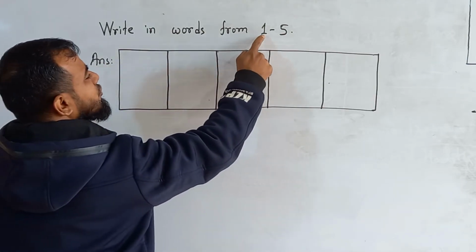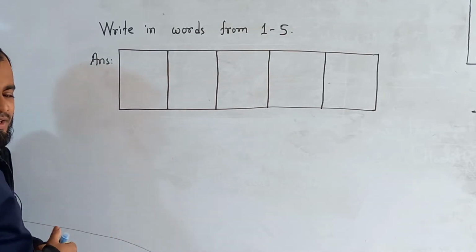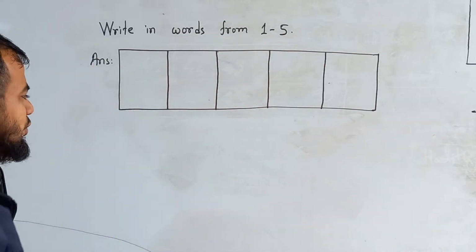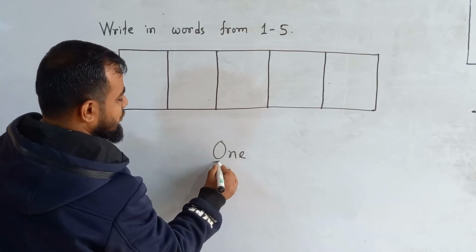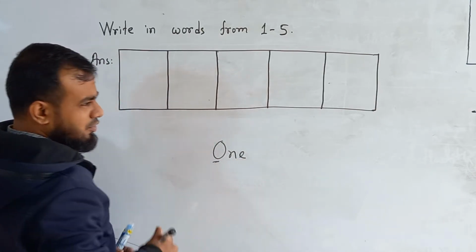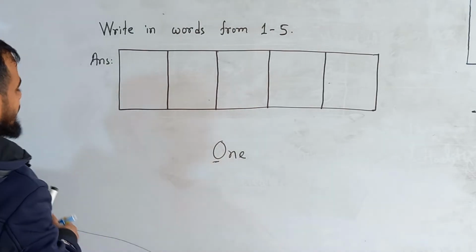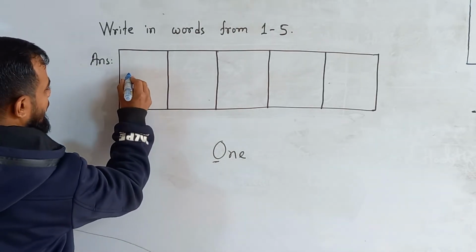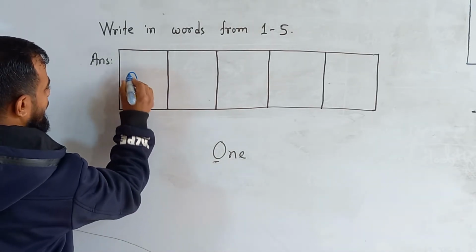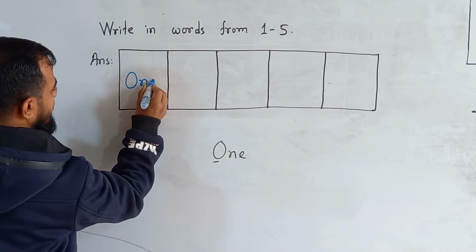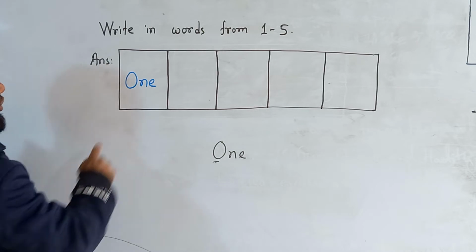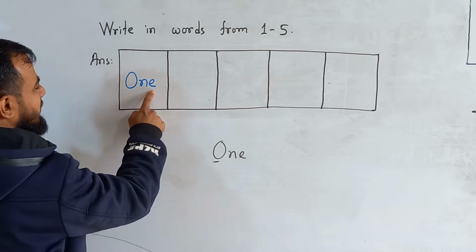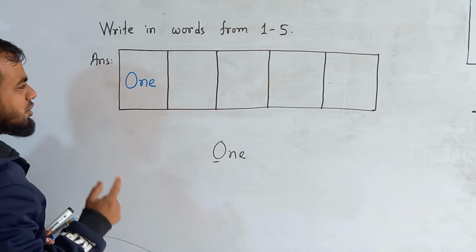And the first number is 1. So the spelling of 1 is what? The spelling of 1 is O-N-E, 1. The first letter should be in capital and the other letters should be in small. Now write down this one in the box. O-N-E, 1. This is the number 1 which is spelled here, okay? After 1 the number comes which is 2.